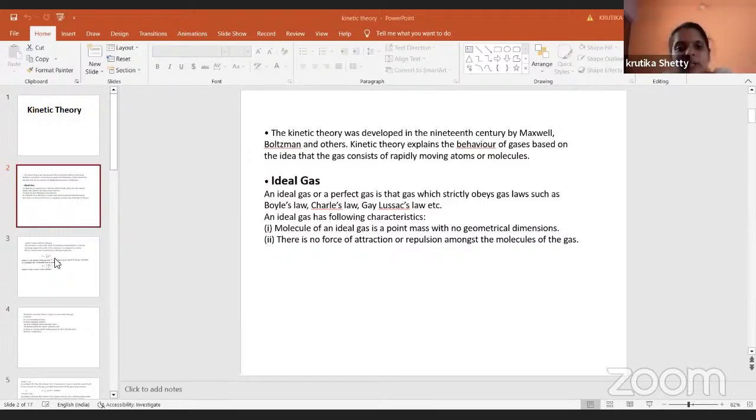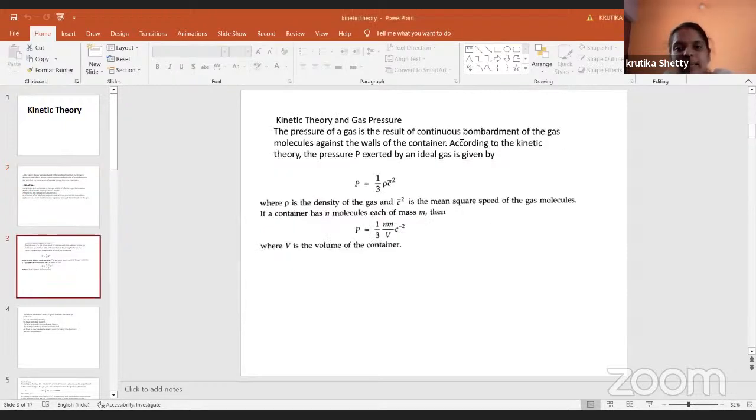So here we are going to see the kinetic theory and the gas pressure. Here you can see the expression. The pressure of a gas is the result of continuous bombardment of the gas molecules against the walls of the container. If you consider any container, whatever gas molecules are there, they are moving randomly. They will collide among themselves, and sometimes they will collide with the walls. The pressure exerted by the ideal gas is given by 1/3 rho c square. So 1/3 is a constant, and rho is the density of the gas.